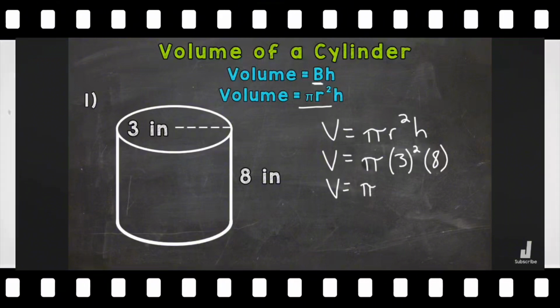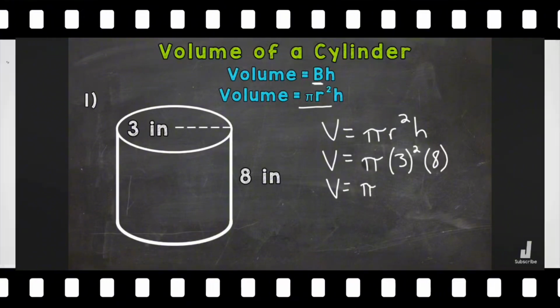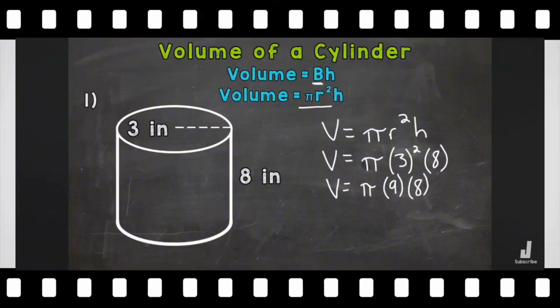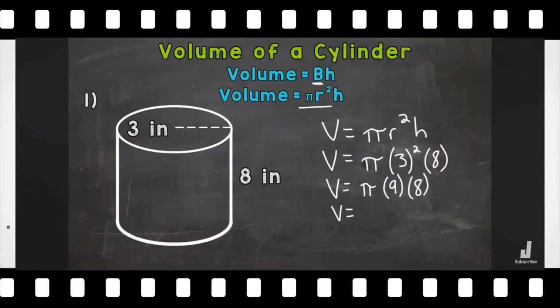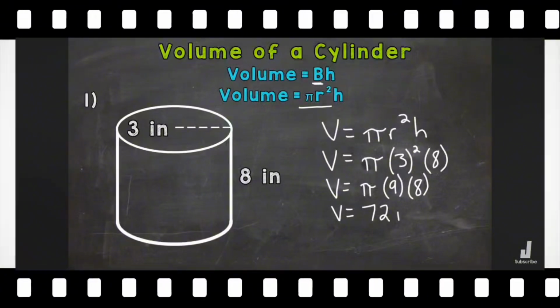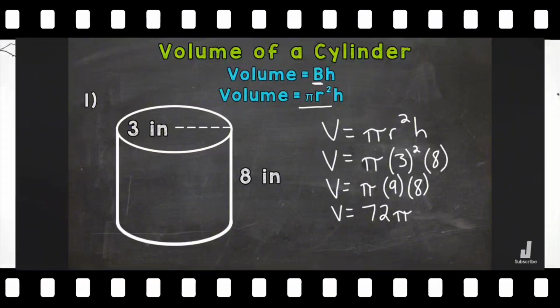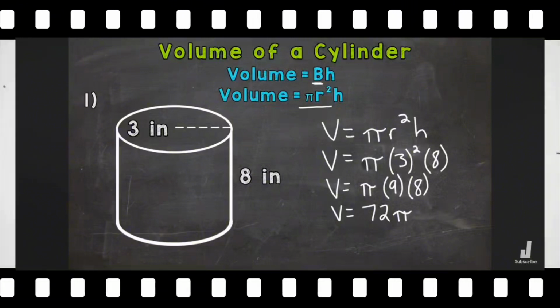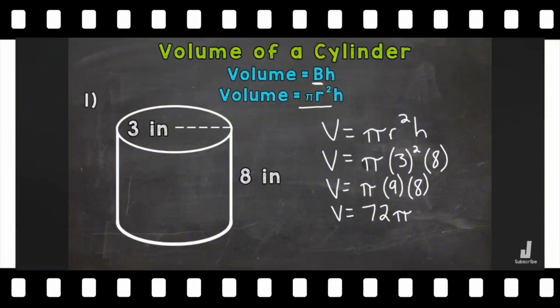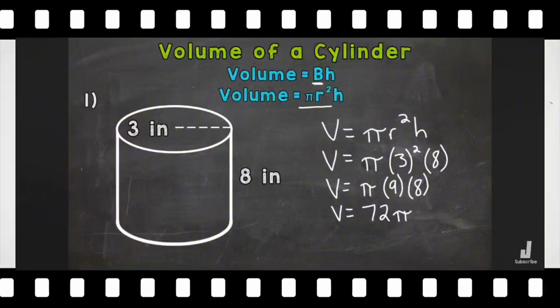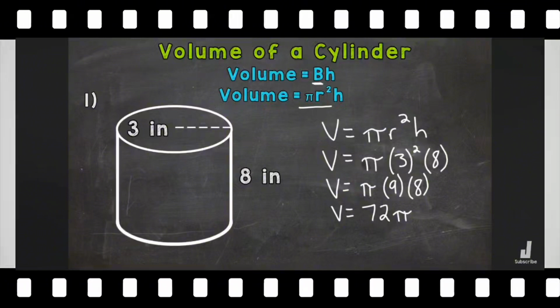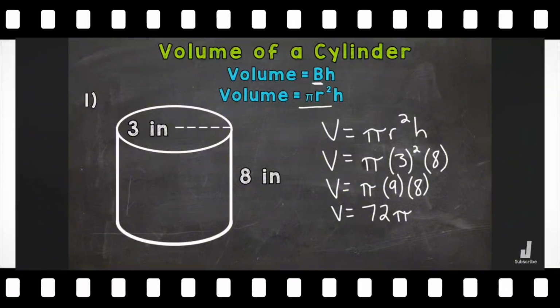So 3 squared would be first, which means 3 times 3, and that gives us 9, times the height of 8. So next step, we could do 9 times 8, which is 72, and we multiply that by pi. So I put the 72 before the pi because typically when you multiply something by pi, you put the number first. And multiplication is commutative, so you can switch the order of things and still get the same answer. For example, 3 times 2 is 6, and 2 times 3 is 6. It doesn't matter the order.